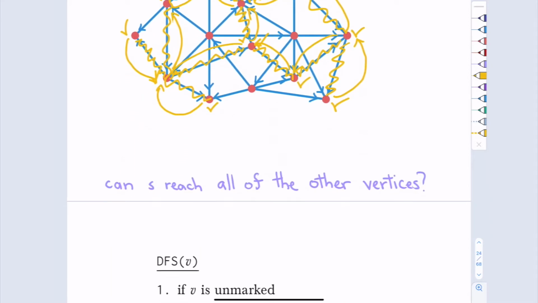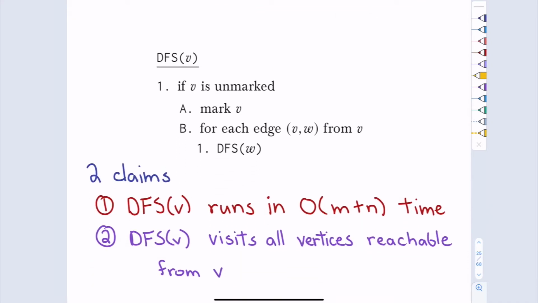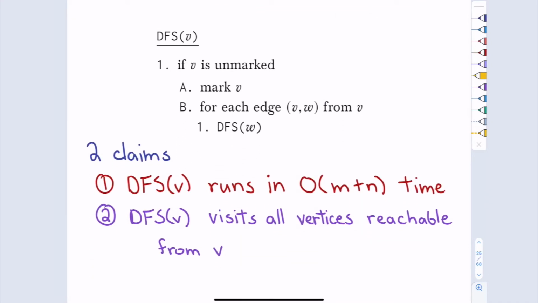Okay, so that's the algorithm. Two claims. I guess one is that it runs in linear time. That's sort of easy to address. I only traverse an edge right after I mark the vertex, right? Once I mark it, that's the only time I go across an edge VW. We only mark each vertex once, so I only go across each edge once.